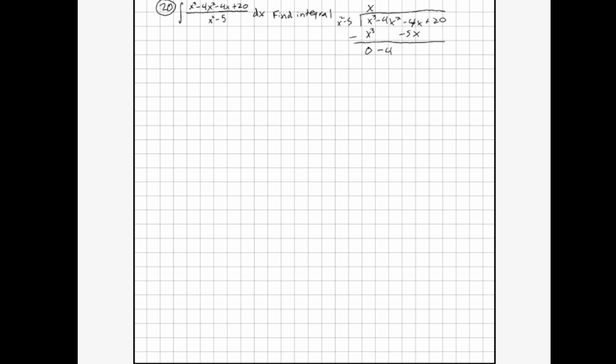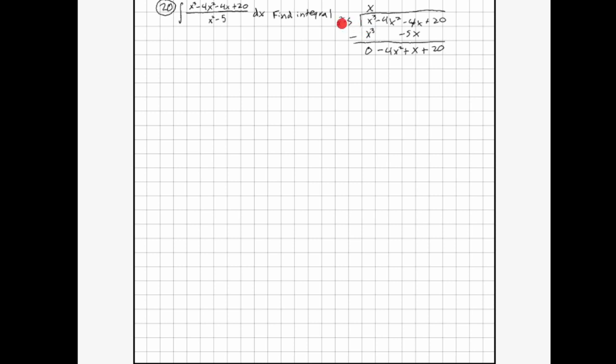This comes down to be negative 4x squared still. But these, since it's a minus 5 minus, that's a plus. So now I got plus x. And then I get plus 20. That just comes down. And now I come back here.